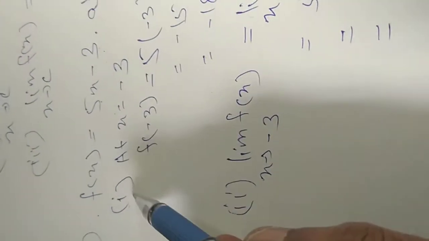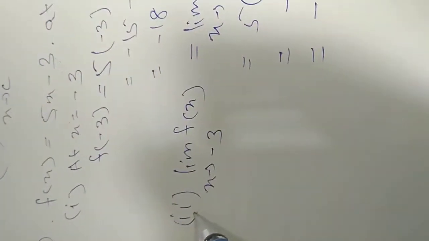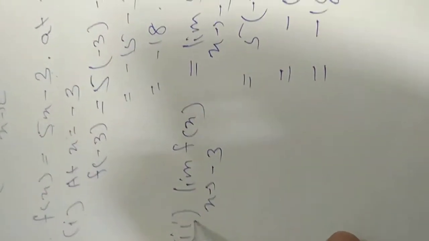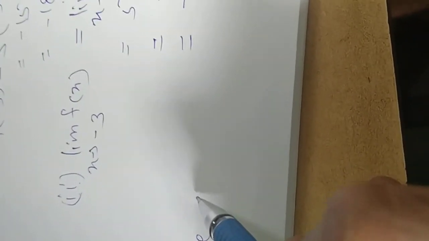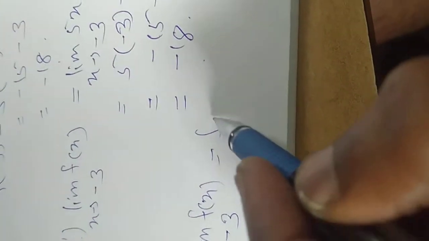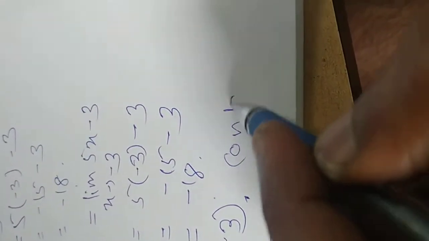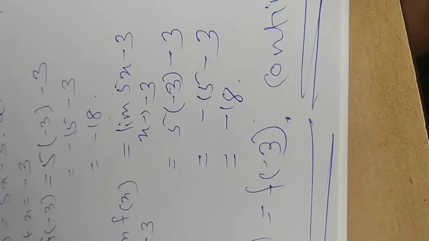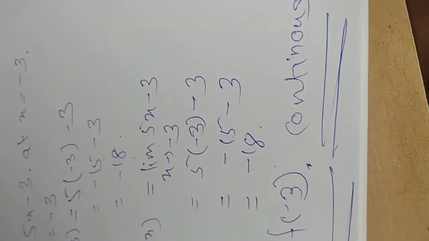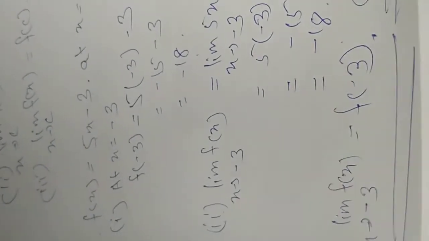Now here we see that result number 1 and result number 2 are one and the same. It is minus 18 here, and here also it is minus 18. So I conclude that since the limit of f of x as x tends to minus 3 is equal to f of minus 3, the function is continuous at x is equal to minus 3.